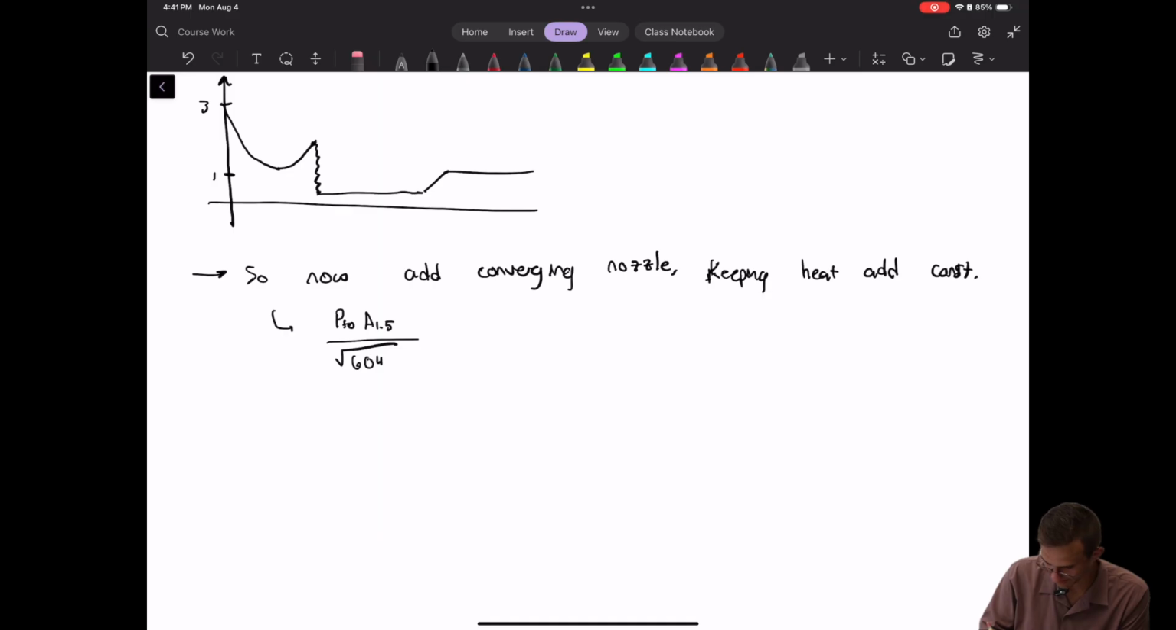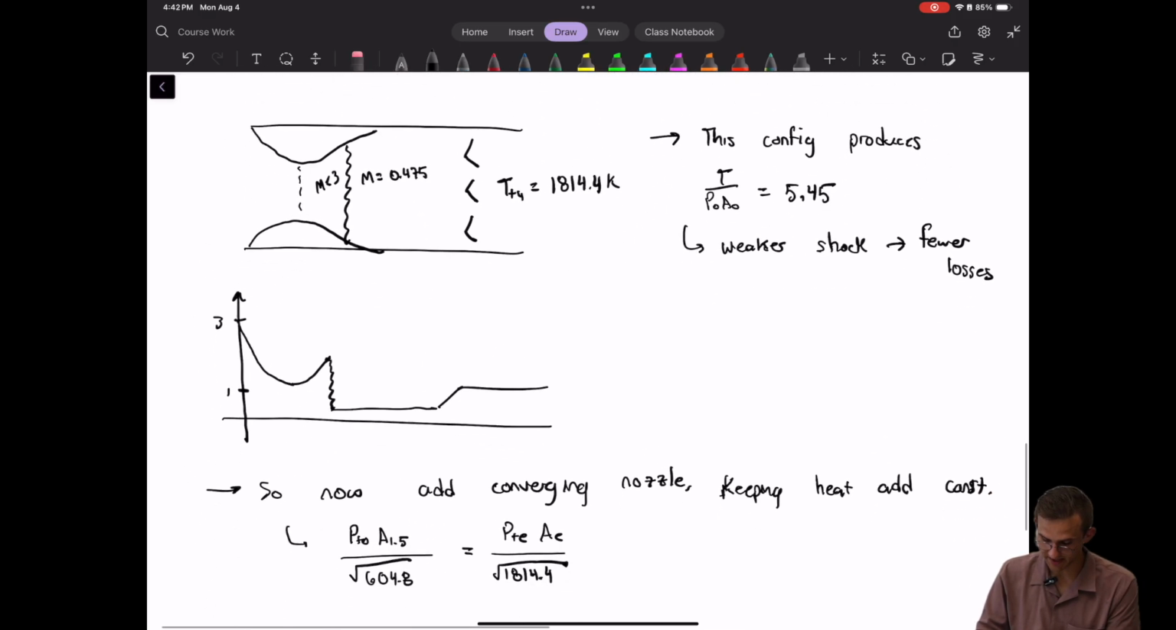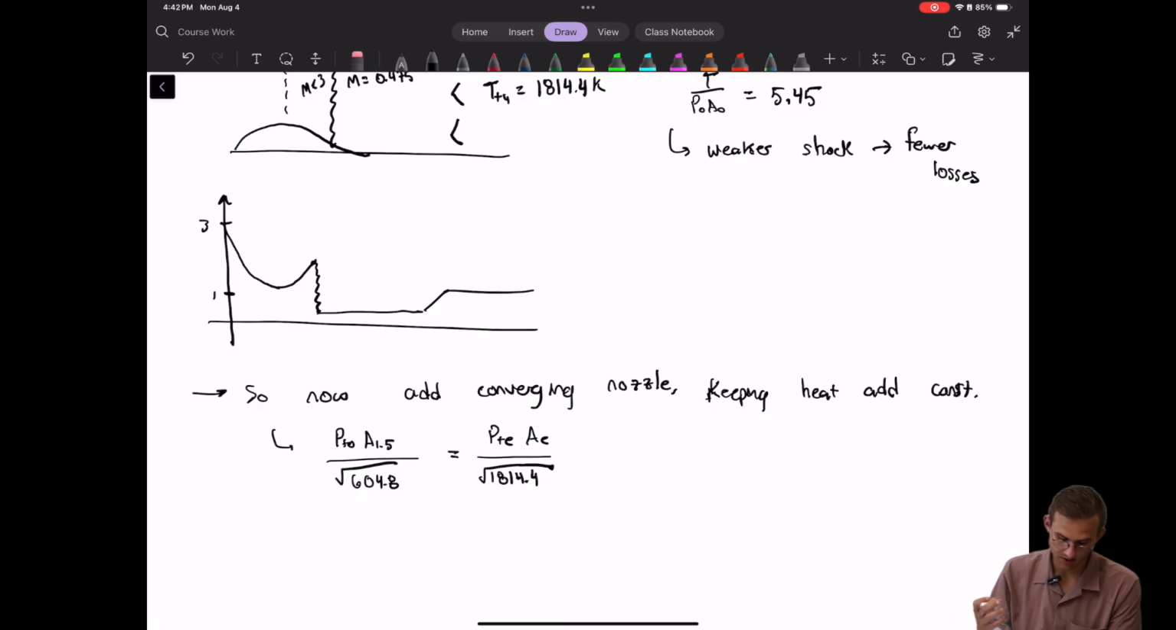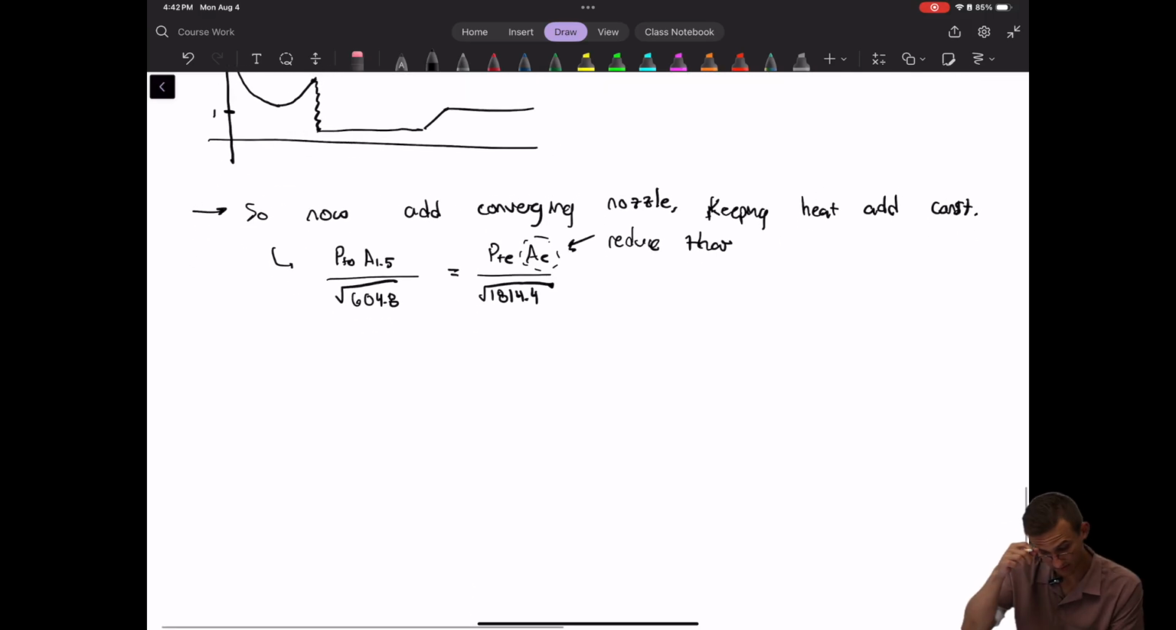So we have 604.8. That's the stagnation temperature upstream. We have the stagnation pressure at the exit, and then AE over, and we're going to keep the heat addition constant, so the stagnation temperature is going to be what we achieved before. After decreasing that throat area of the diffuser, and we're reducing this AE. Reduce that. Okay, what effect is this going to have?